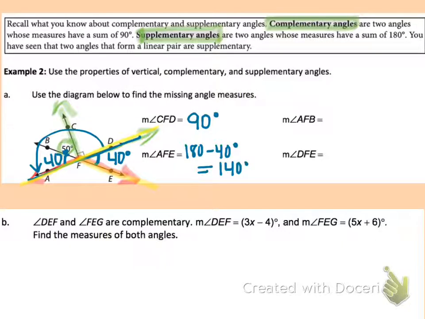And I guess we could have even done that without finding the vertical angle that was 40, because we also have a straight angle that goes right here. Right? There's a straight angle right here for these two.